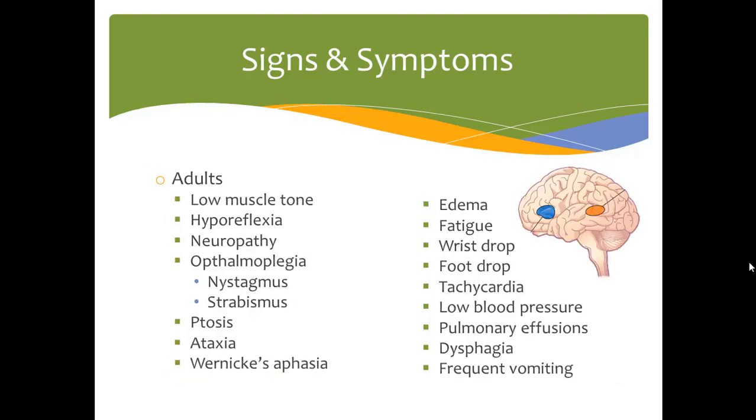Many of the similar symptoms here we see in adults. I'm not going to spend a lot of time here. Wernicke's aphasia is a type of speech impairment. The Wernicke's area of the brain here that you see in the orange circle of the brain is one of the areas where speech is processed and is most strongly affected by a thiamine deficiency.